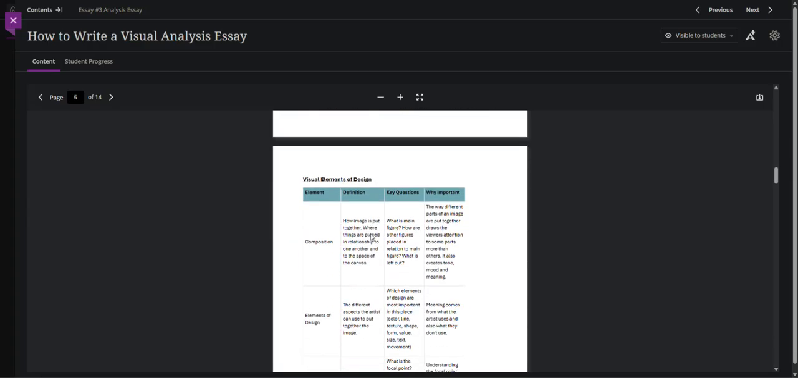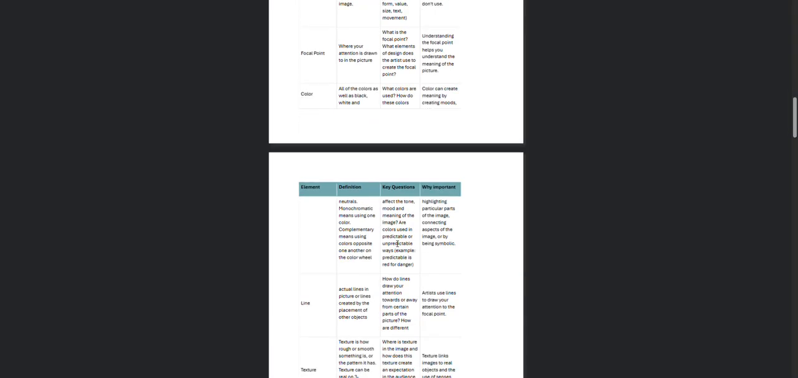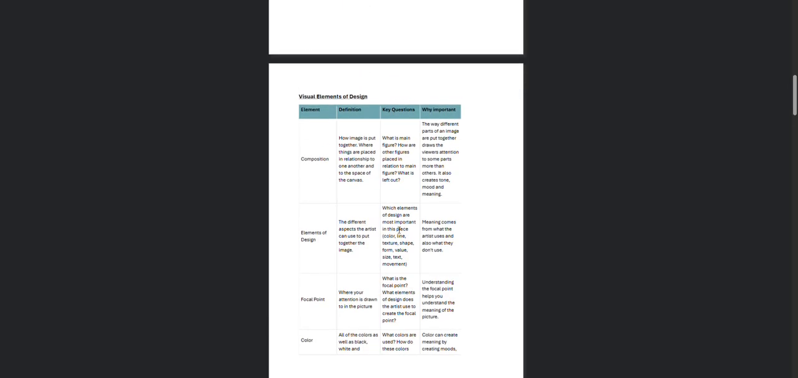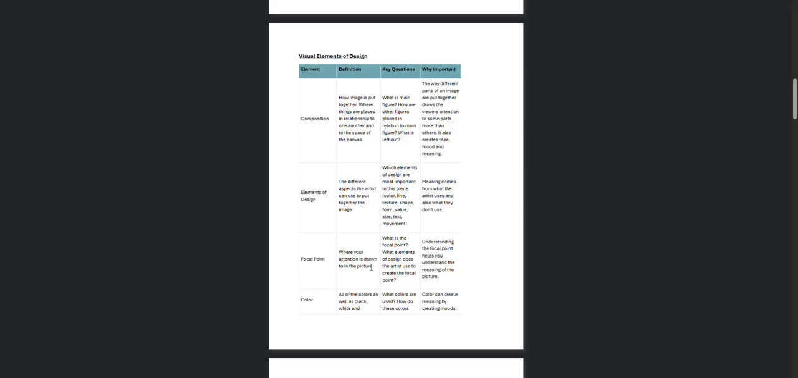And then down here, this is where the real gold of this particular document is, that these are the visual elements of design. In other words, it talks about all the different ways that an image can use to try to convey its message and how it's put together. So, for example, the composition is how the image is put together, and questions to look at are where's the main figure, where are they in relation to other figures, and why it's important. Other elements are focal points, like where is your attention drawn to in the image.